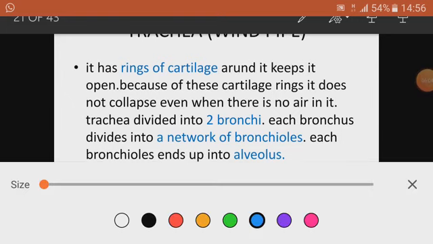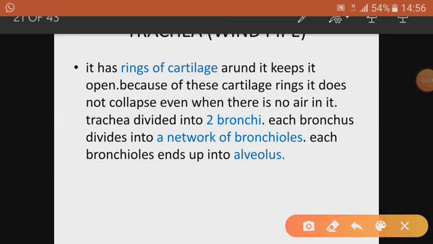Again I am repeating, this is the trachea, which has cartilage rings just to give it strength, so that whenever there is no air in it, it does not collapse. Otherwise, if these rings of cartilage are not there, it will collapse like this, and we will feel suffocated.